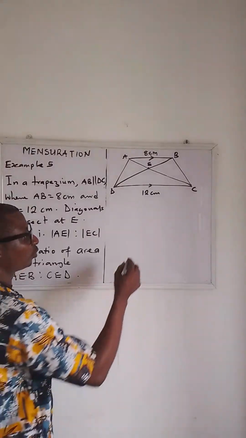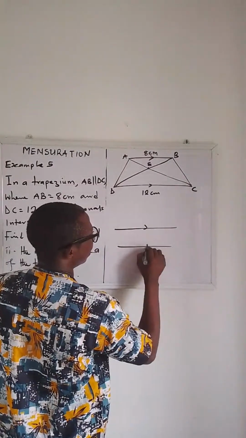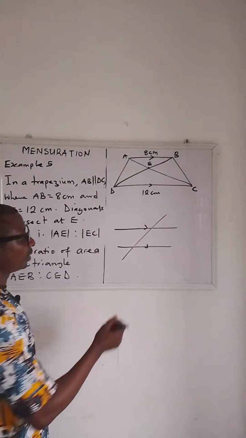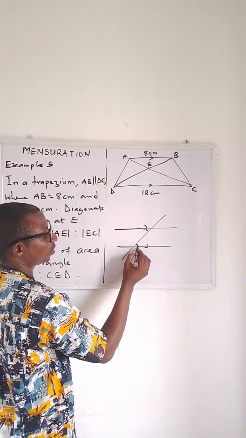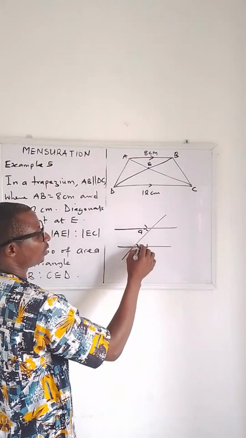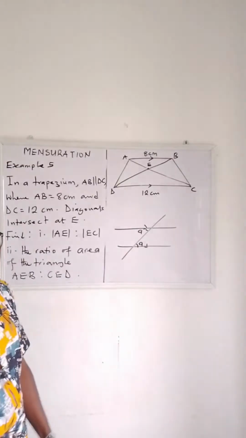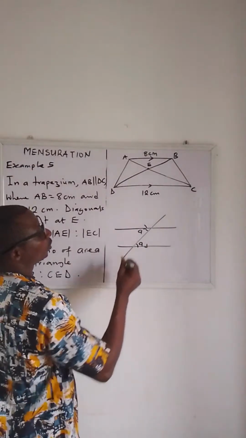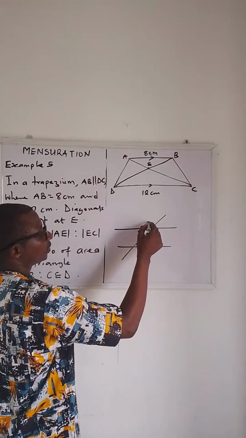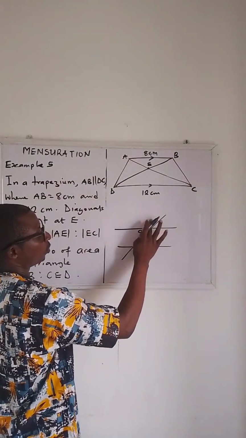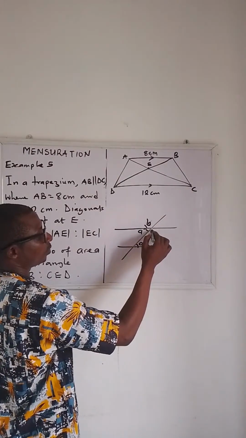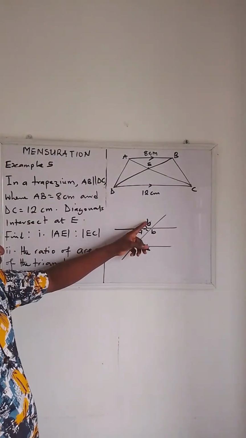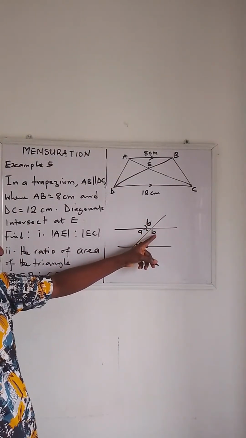Don't forget that if you have two parallel lines and you have a transversal, now the angle here is alternate to this angle here. So if this one is A, this one too is going to be A. I hope you remember that. And we also know that the angle here is also the same thing as the angle here. They are vertically opposite. This angle here is equal to this, vertically opposite.